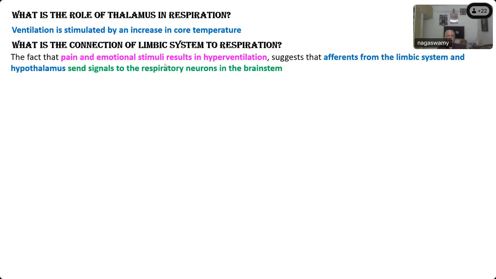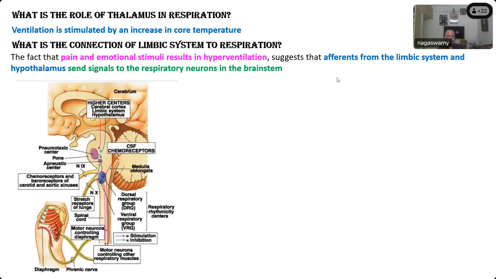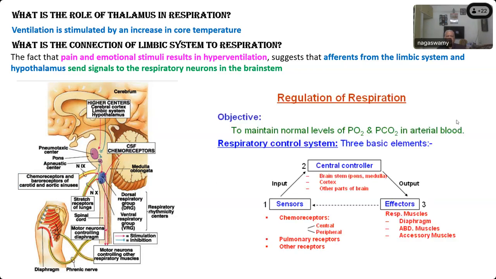Okay, the pain and emotional stimuli result in hyperventilation, which suggests that afferents from the limbic system and hypothalamus send signals to the respiratory neurons in the brainstem. The normal control is by CSF chemoreceptors and the neuronal receptors. So this is the entire pathway, how they are all connected with each other. And the regulation of respiration in a simple fashion is the sensor which acts on the central controller and the effectors. So if you remember this diagram, it is easy for you to answer in the examination.